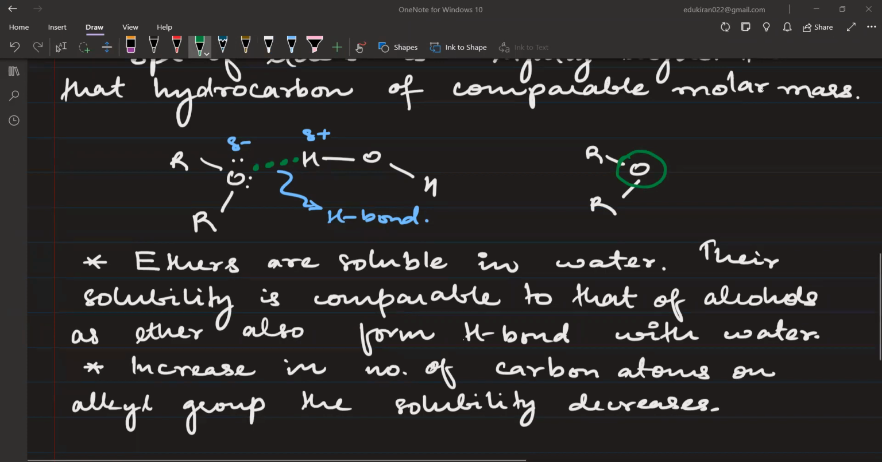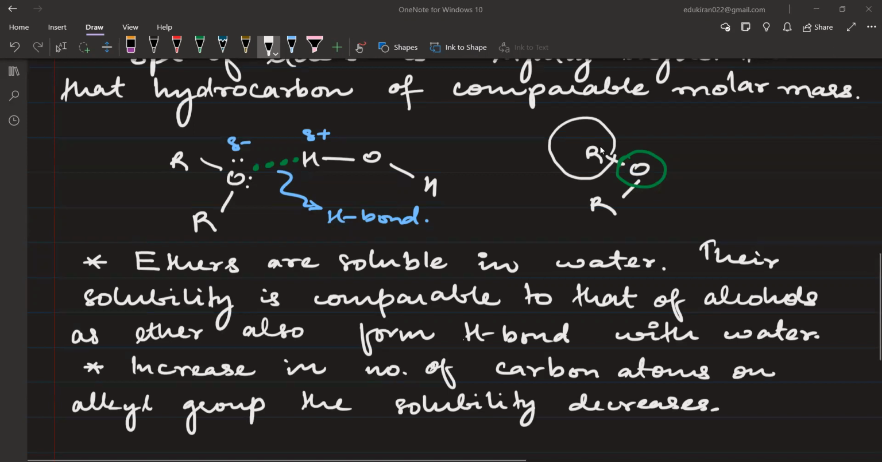Okay. And if we are going to increase the size of this alkyl group, if it is going to be bigger, then it will be keeping other water molecules away, and it will not let this oxygen atom interact with the water molecules, right? And that is why the solubility decreases.